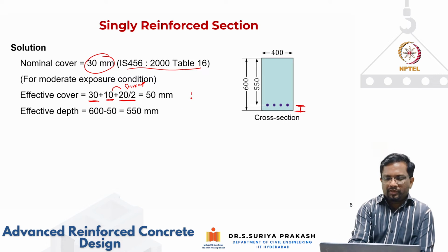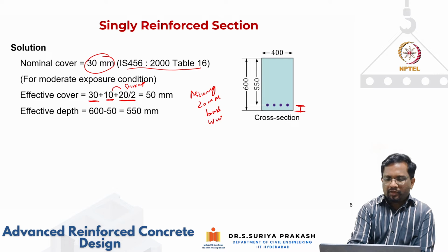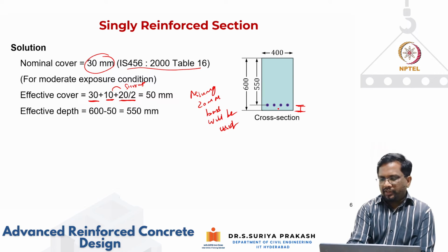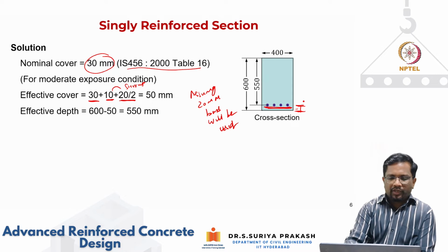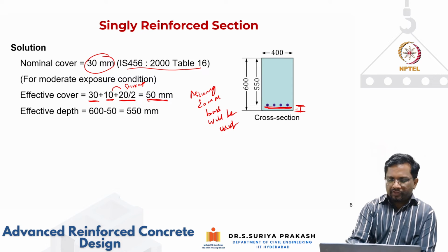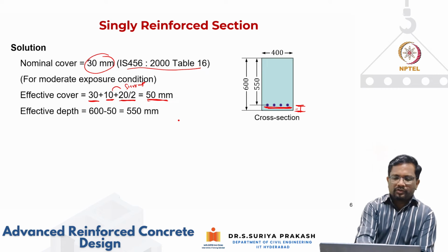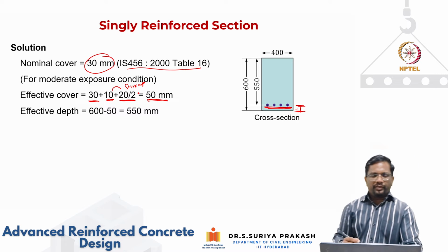I am assuming 20 mm bars will be used. This is an assumption that we are making, so that is why half the diameter. Basically here you are going to have some stirrups as well. So clear cover plus the stirrup diameter plus half of that works out to be 50 mm, which is your effective cover. This is the stirrup, and this is half of the diameter of the longitudinal bar.